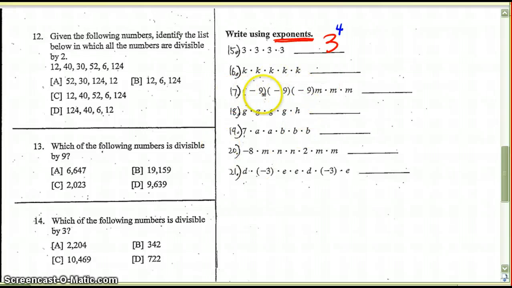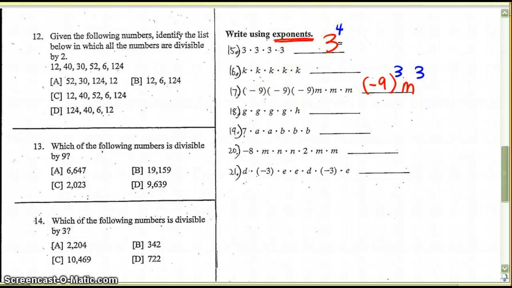Number 17, I see negative 9 times negative 9 times negative 9. So I'm going to keep that negative 9 in the parentheses, and I'm going to take that to the 3rd power because there are 3 of them repeating. Then I have an m, and I'm going to also raise that to a power, and there happen to be 3 of them, so I will also use a 3rd power for that one as well.